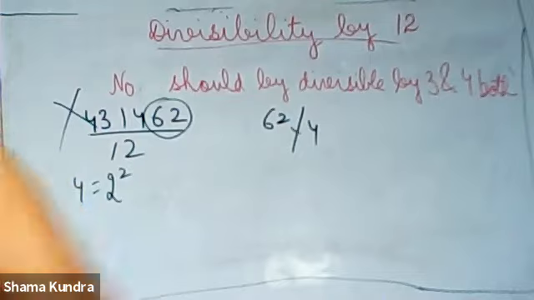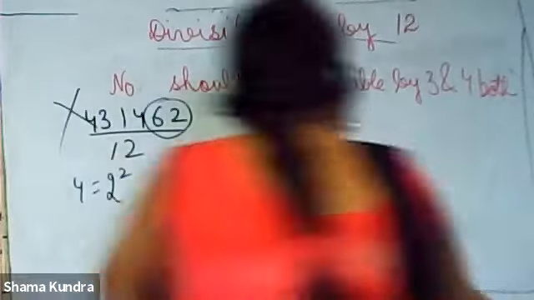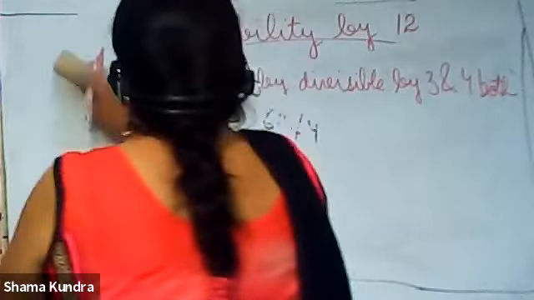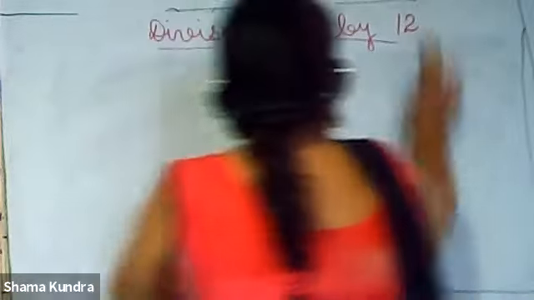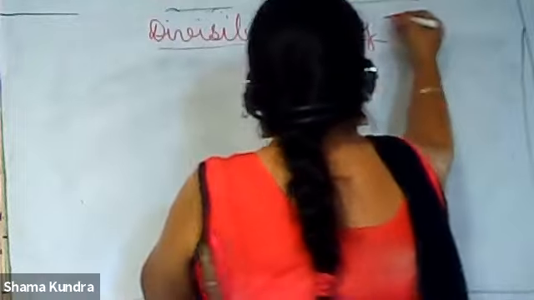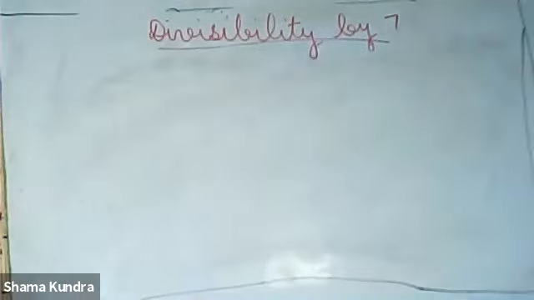Next, I have the divisibility by 7 rule. I will explain this rule with the help of an example.